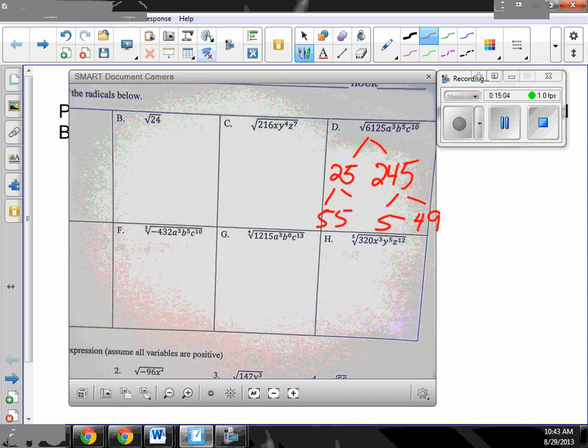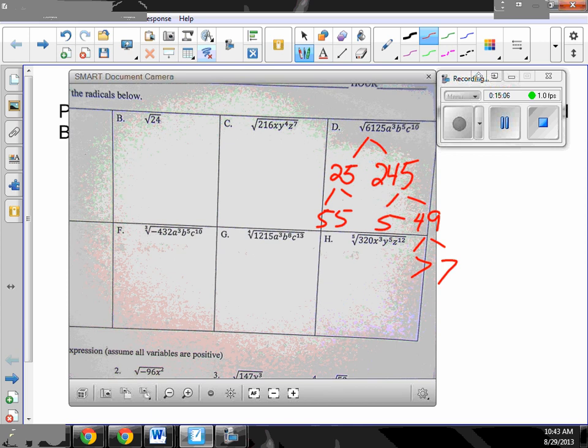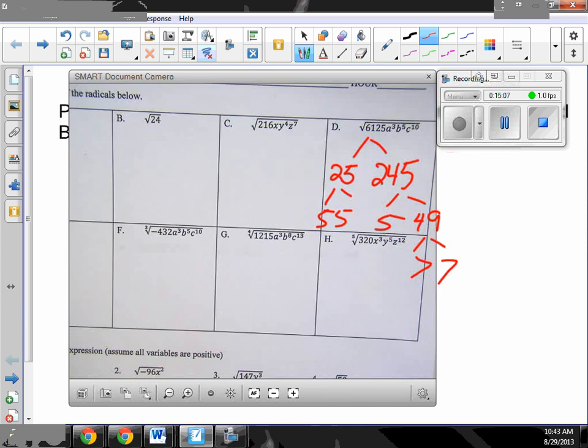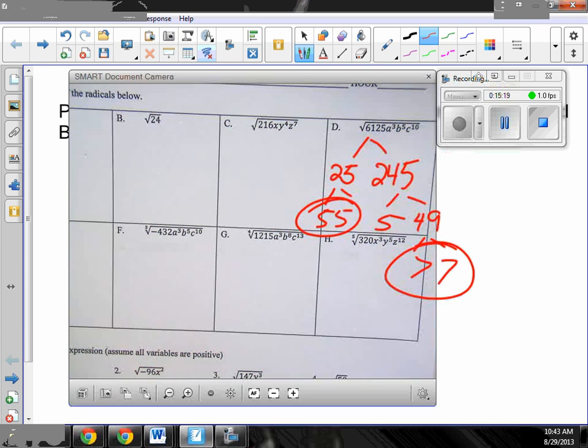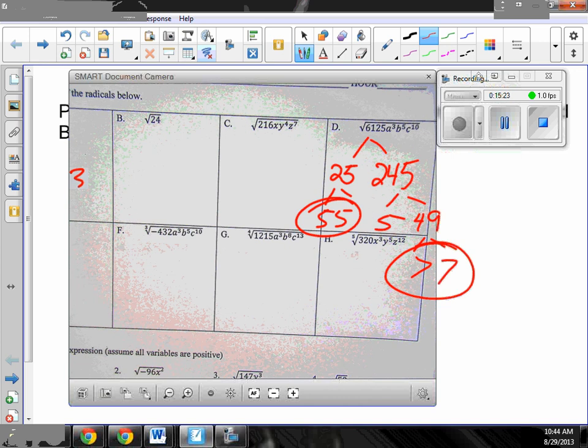And then 7 and 7. What pairs should I circle? I have a pair of 5s and a pair of 7s. So I'm going to bring out 5 times 7. On the outside, I get 35.